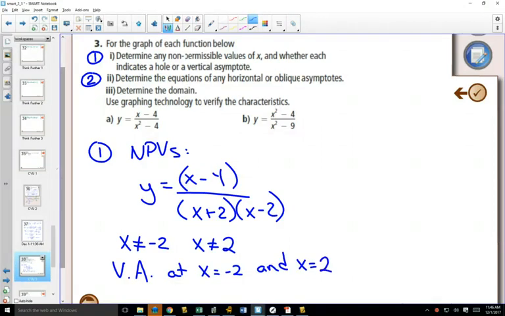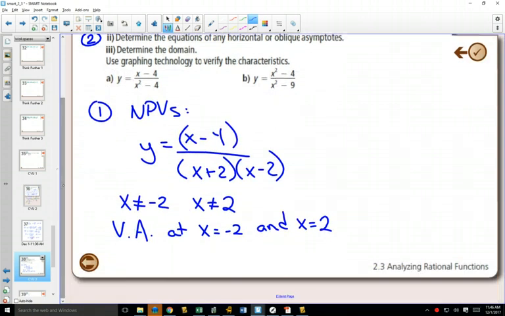So the first thing you're going to look at is your non-permissible values. Your non-permissible values are either going to be holes in your graph or asymptotes in your graph. In this case, nothing simplified, so they are both vertical asymptotes. The second thing you're going to look at is horizontal asymptotes or oblique asymptotes.